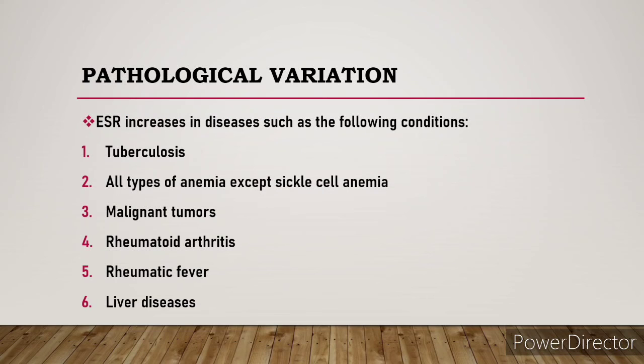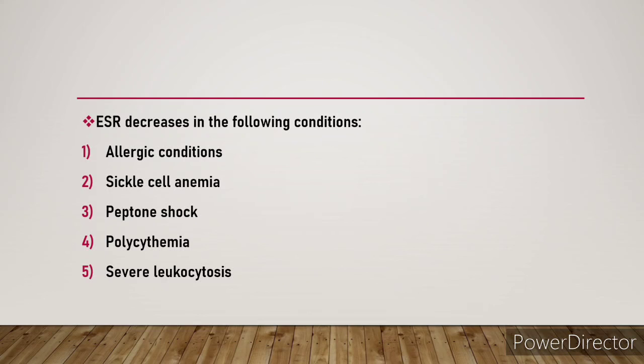Pathological conditions. The ESR increases in these disease conditions. First is tuberculosis, then all types of anemia except sickle cell anemia, malignant tumors, that is cancerous tumors, then rheumatoid arthritis, rheumatic fever, and last is liver disease. Then the conditions in which the ESR decreases: allergic conditions, sickle cell anemia, peptone shock. Fourth is polycythemia, and last is severe leukocytosis. What is leukocytosis? That is an increase in the number of WBCs above the normal range.